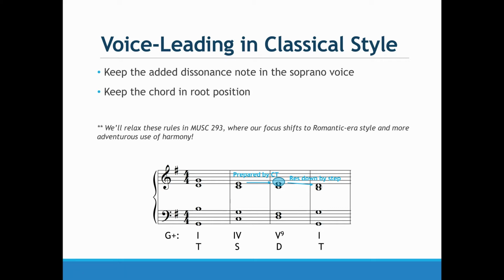I'm also going to ask you to keep the chords in root position when you're using them this semester. Part of the reason for that is that their identities can be kind of hard to figure out if you put them in inversion. If you take a look at my 5-9, for example, if I had C in my bass, it could look like a C, E, G chord that then maybe has a 9th or an 11th added to it. It would be hard for us to figure out the chord identity. Keeping the chords in root position allows us to very strongly hear what the root of the chord is. Once again, we'll relax these rules when we get to Music 293, where our focus shifts to Romantic-era style and more adventurous uses of harmony.